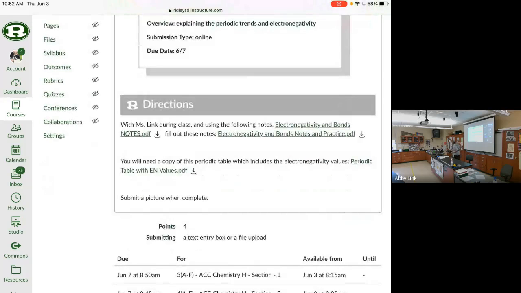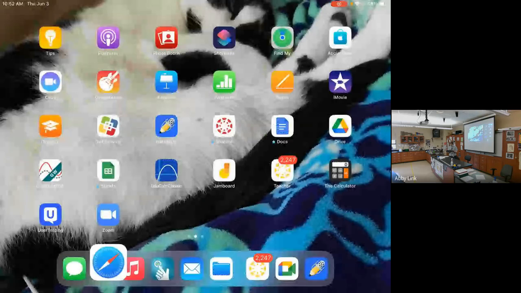The first document you'll see up here are my notes. You don't necessarily have to download those because I'm going to present those, but if you do want to download them, it's going to take like 2 minutes. It's just a big PowerPoint presentation. The thing that you do want to download is the second document, the notes and practice, and then you also want to download the third thing there that says periodic table with electronegativity values. We're not going to use that until the end of our notes today, but you do want to have it available to yourselves. All right, so let's get started.